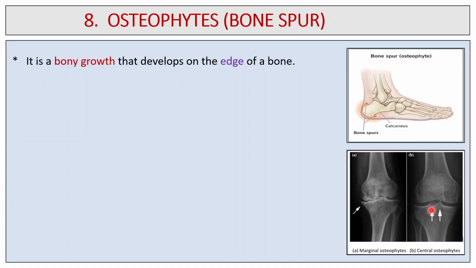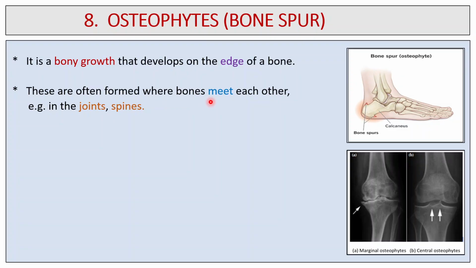This is the knee joint, and these are the central osteophytes, the bony growth in the center. These are the marginal osteophytes, the bony growth at the margins of the tibia, as shown here. These are often found where bones meet each other, like in the joints and the spine. Sometimes they cause symptoms like pain.